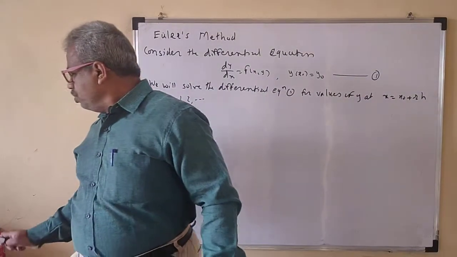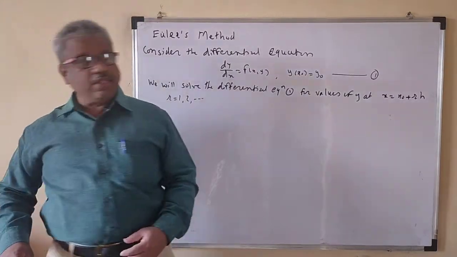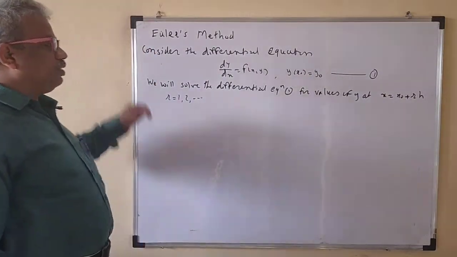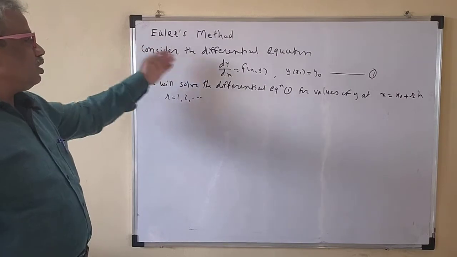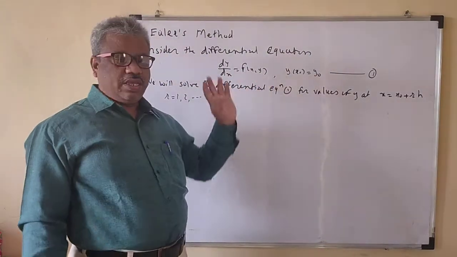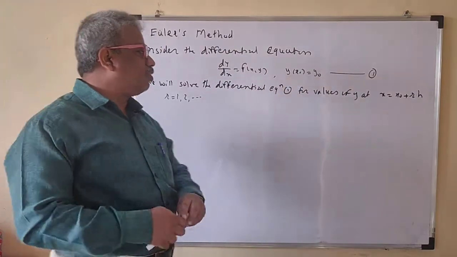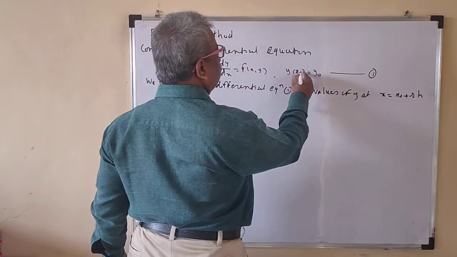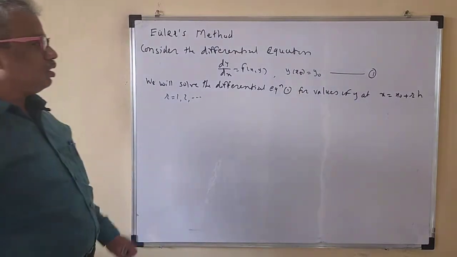So welcome to all of you. Today we will see Euler's method for solving the differential equation. Consider the differential equation dy/dx = f(x, y) with initial condition y(x0) = y0.